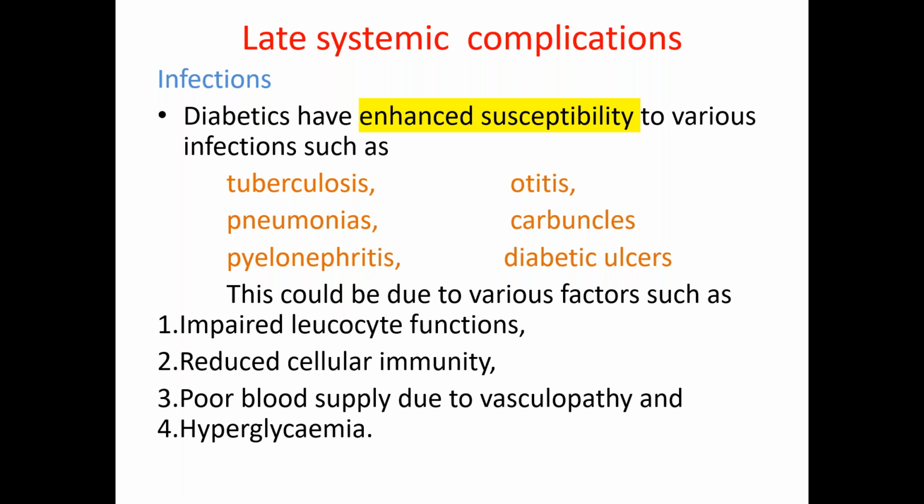And the infective complications. Diabetic people are susceptible to a number of infections, including tuberculosis, pneumonia, pyelonephritis, as I have discussed in the kidney, by infection of the renal pelvis and kidney, otitis media, otitis externa, and skin infections, boils and carbuncles, and diabetic ulcers may develop, and this may have several underlying pathological conditions.